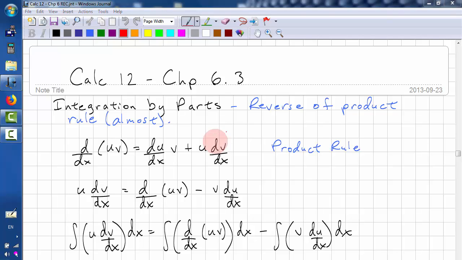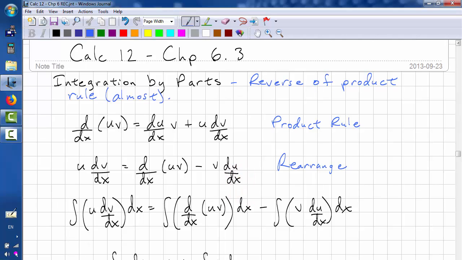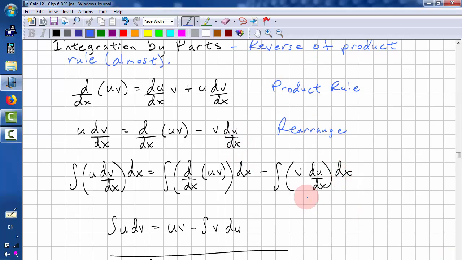So let's do a quick derivation here. We take the derivative of u times v. We get du dx times v plus u dv dx. We rearrange, and we get u dv equals d dx of uv minus v du dx. And the next step, we integrate with respect to x, and we simplify.